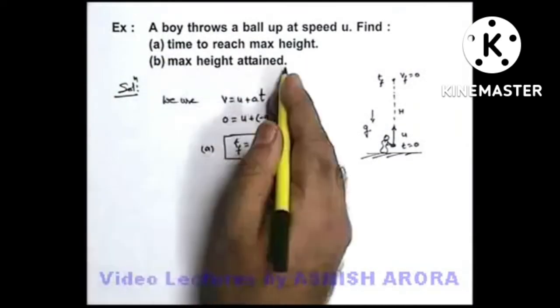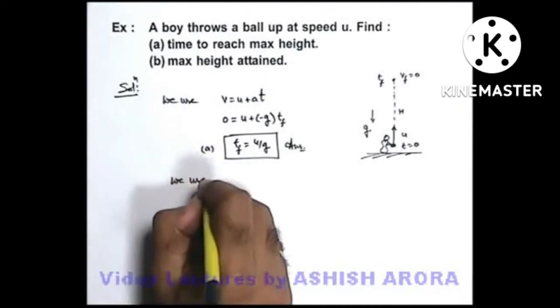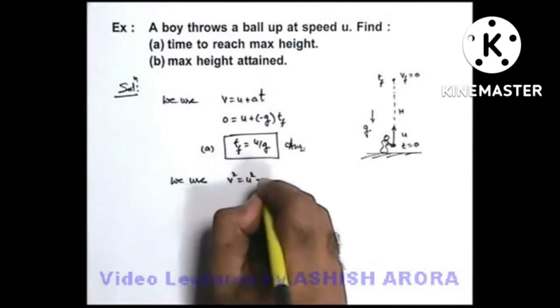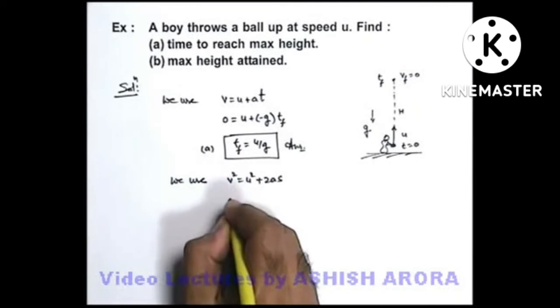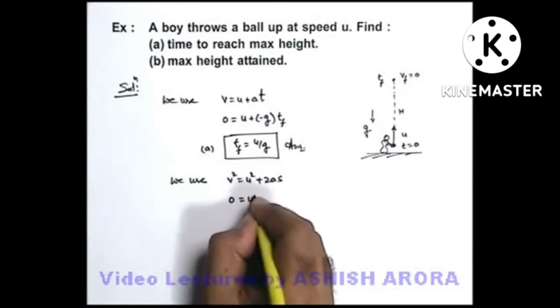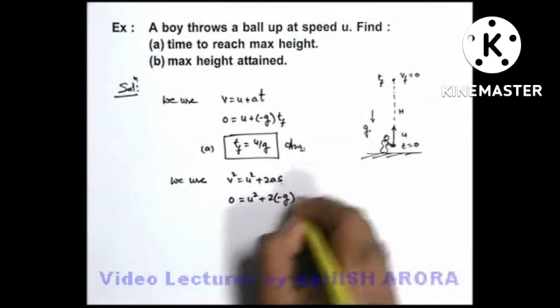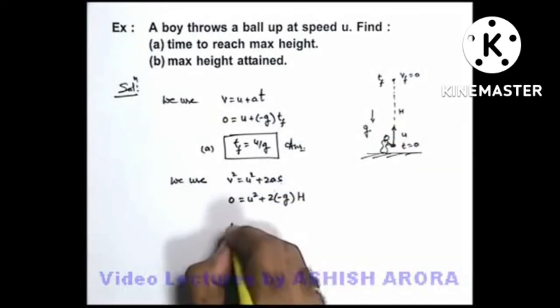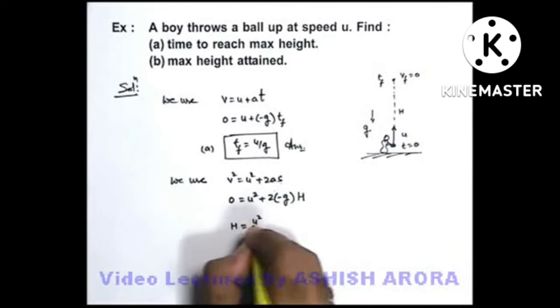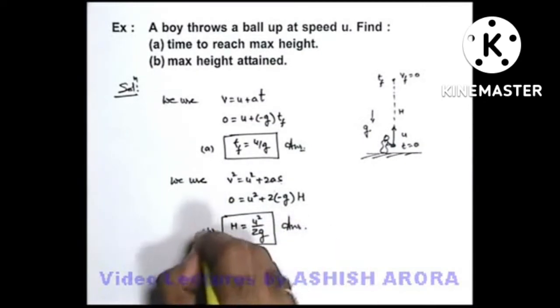If we wish to find out the maximum height attained, now we can use directly v square is u square plus 2as. In this situation, again the final velocity will be 0, the initial velocity is u, we take again acceleration as minus g, and the maximum height we can take as h. On solving this, you can see the maximum height can be written as u square by 2g. This is the answer to the second part of the question.